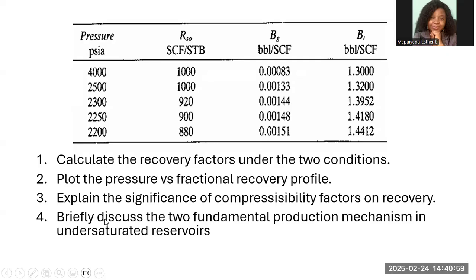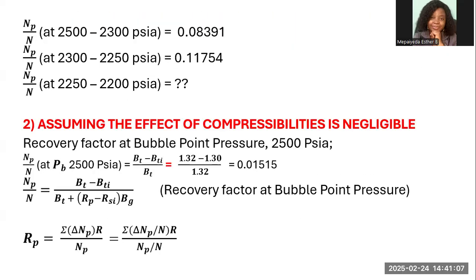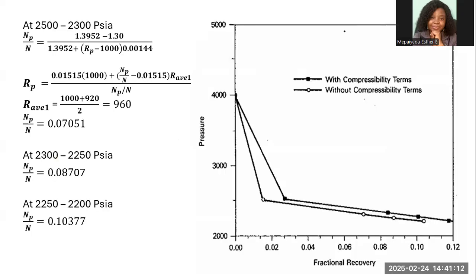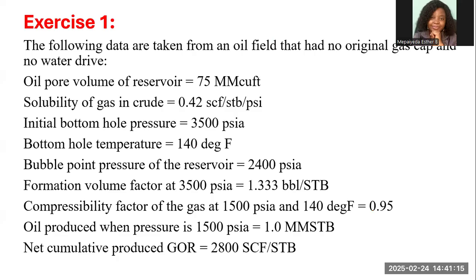Then number 4 says briefly discuss the two fundamental production mechanisms in undersaturated reservoirs. I'm sure you can give the questions a shot. These are things we have discussed before now in our previous videos. So you have lastly an exercise here. I want you to lay your hands on this exercise. It says the following data are taken from an oil field that had no original gas cap and no water drive.